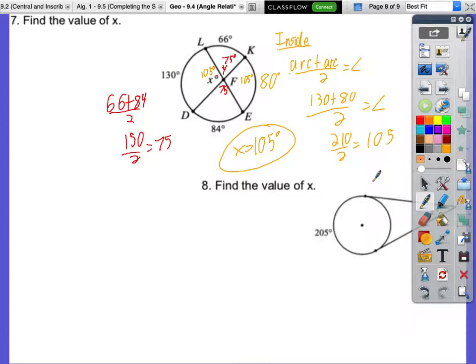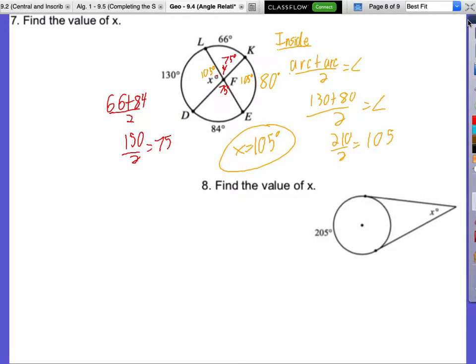Okay, so where's our vertex? Outside. So what do we do when we have the outside? Bark minus Lark over 2 will equal our angle. Oh, I love Bark minus Lark.